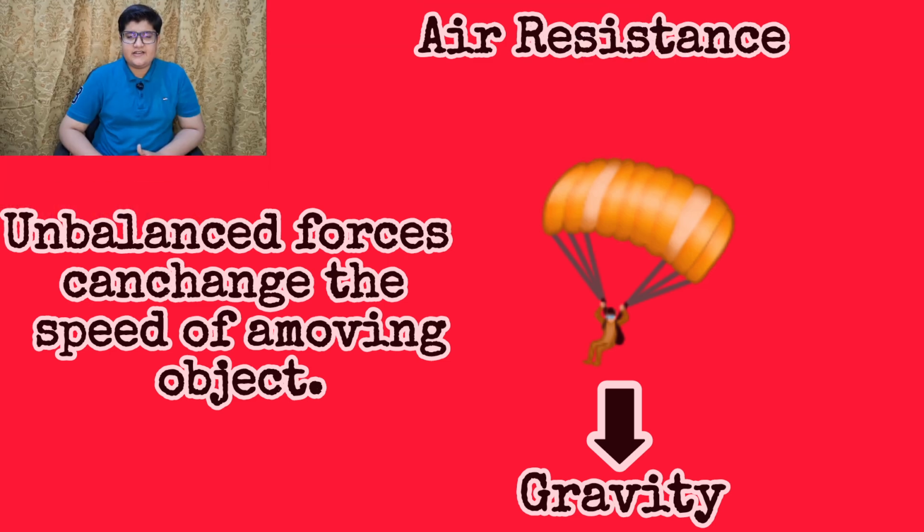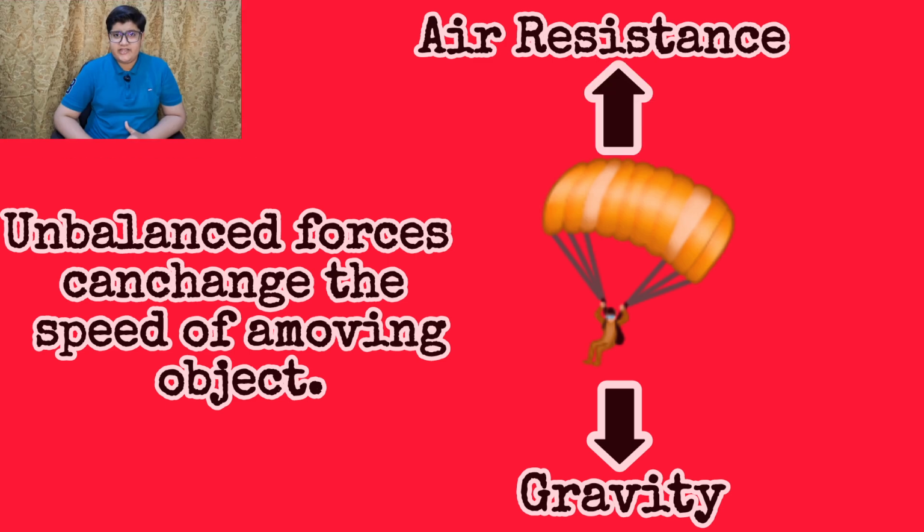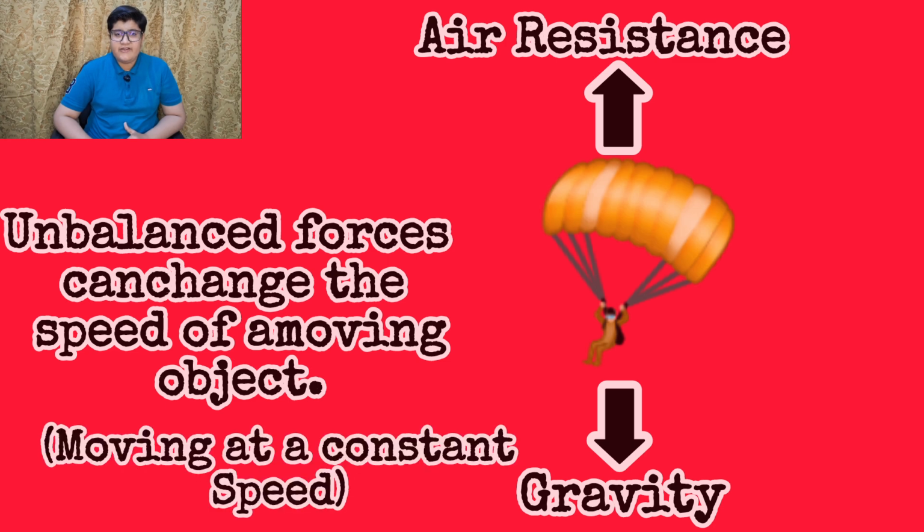When the person goes down and down through the parachute, the air resistance force starts to get balanced with the weight force. The parachute speed slows down, so now the air resistance force will be equal to the weight force. The object is moving at a constant speed, meaning the parachute is neither very fast nor very slow, it is going down at a constant speed, so both of the arrows will be equal.